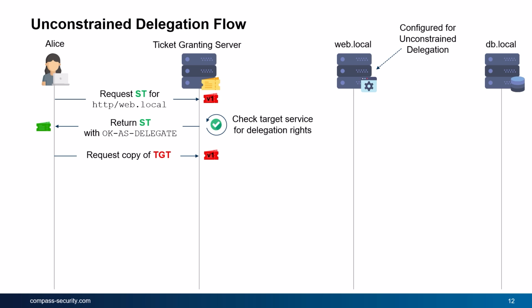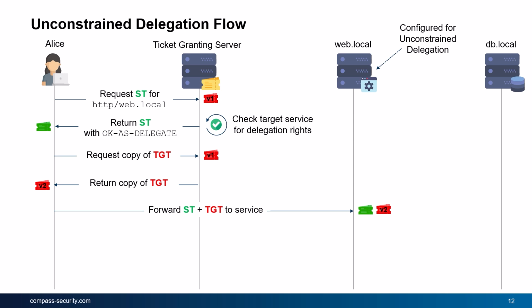Next, what happens is that the client automatically, without any input from the user, will request a copy of its TGT. So it will again go back to the ticket granting server, present its original TGT, and as a result, get back a second version of it. So essentially a copy. The second version of the copy of the TGT is then simply glued on to the request that is made to the actual server.